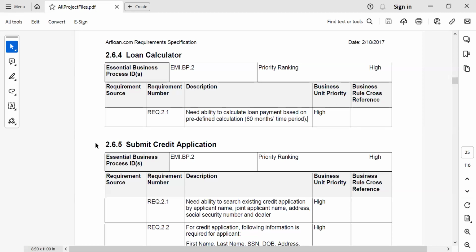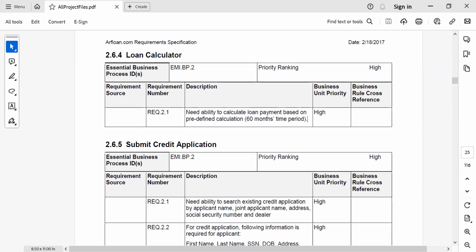The loan calculator. I think the scenario is about the customer being successfully able to calculate the loan payments based on predefined calculation. And also the other part was being unsuccessfully unable to calculate loan payments based on predefined calculation. So we have the successful and we have the unsuccessful.